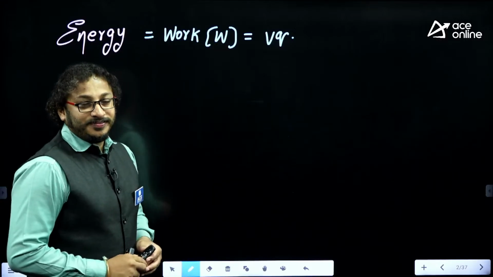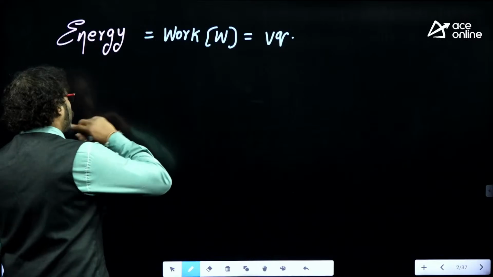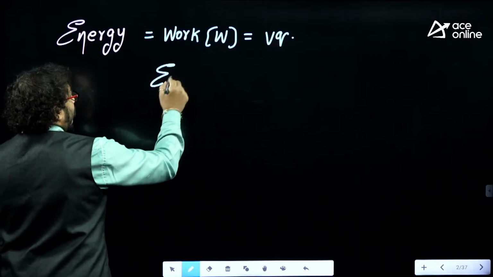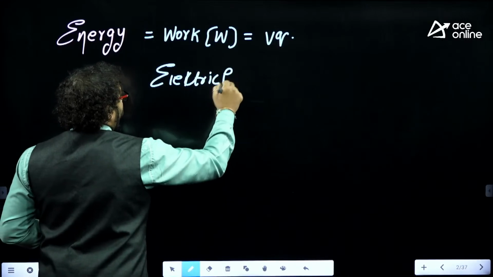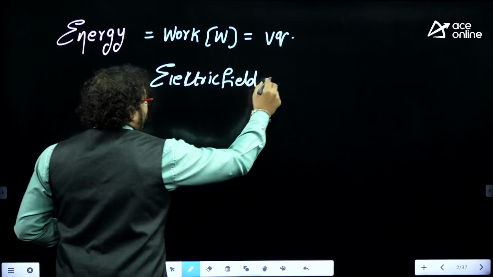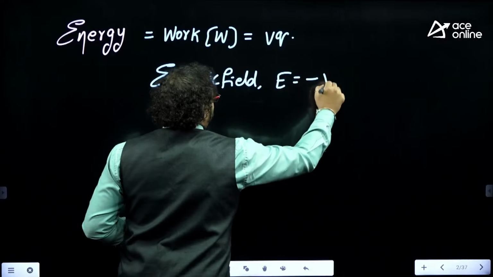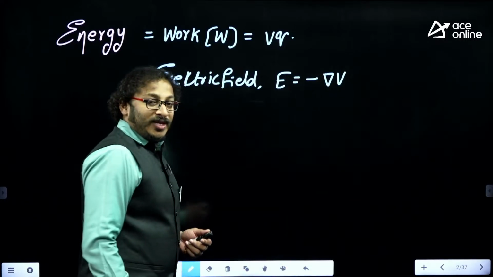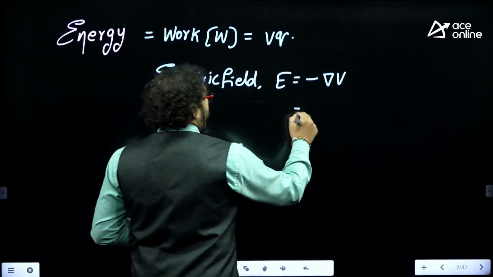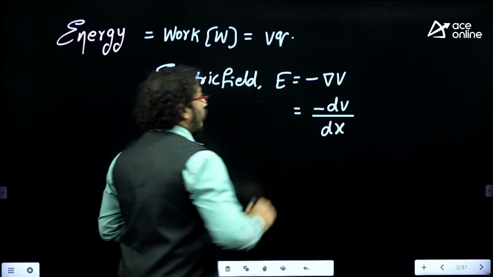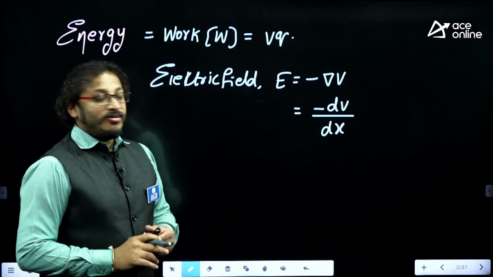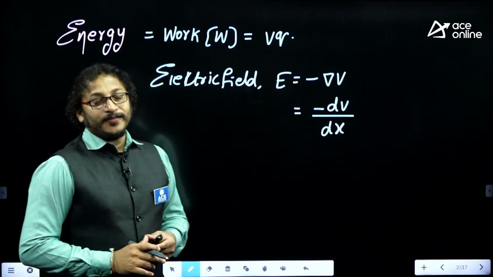Keep this aside. In a similar way, students, we know electric field. Please tell me, dear students, whenever I go with electric field, E is equal to minus del V, right? If I go into one dimension, let me say minus dV by dx. True or not, dear students? That is electric field. Relation between electric field and voltage.